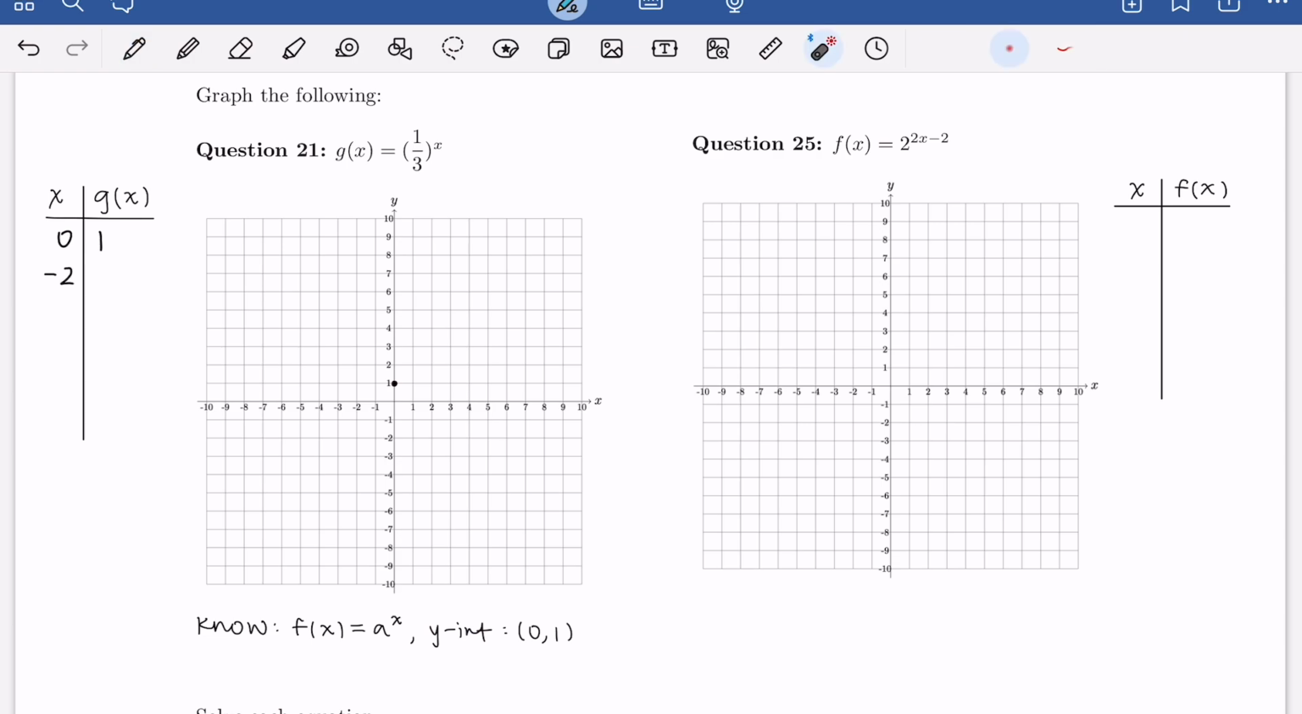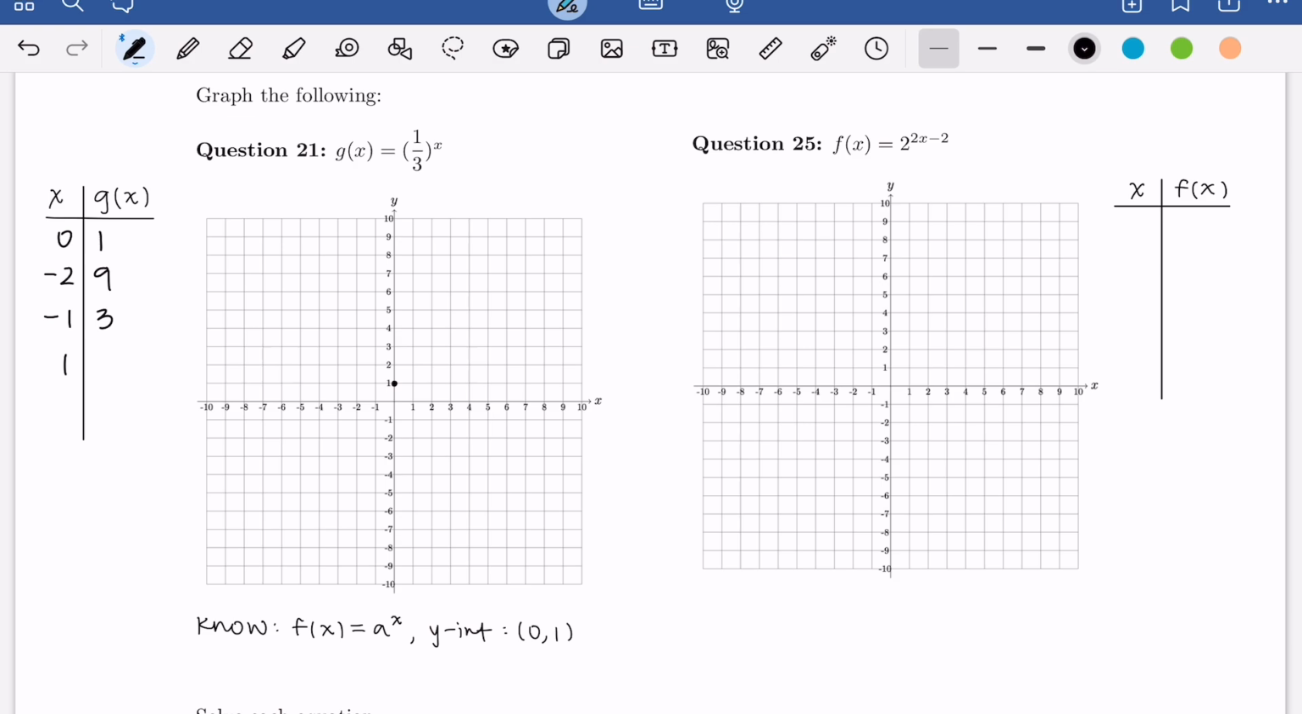Doing that, we're going to end up with 1/3 to the negative 2 power, which is the same thing as 3 to the positive 2 power. So this will be 9. Similarly, if we plug in -1 for x, we're going to get 3 to the positive 1 power, which is just 3. Let's try plugging in a positive number.